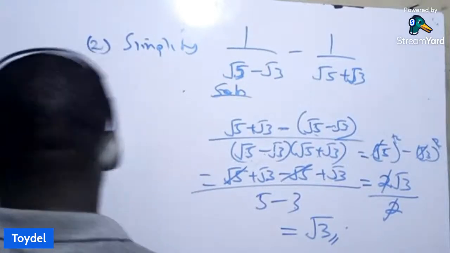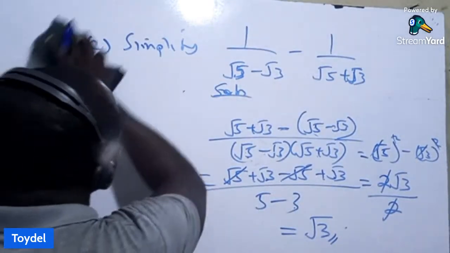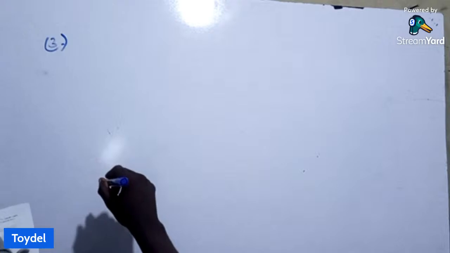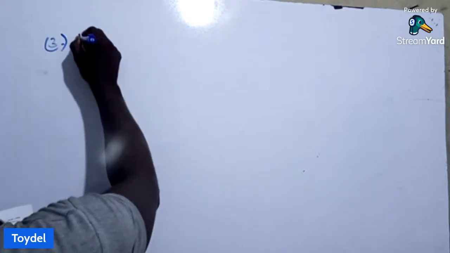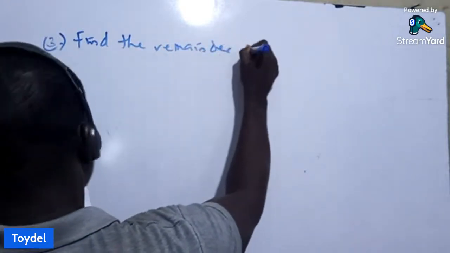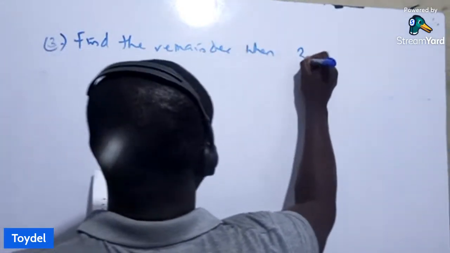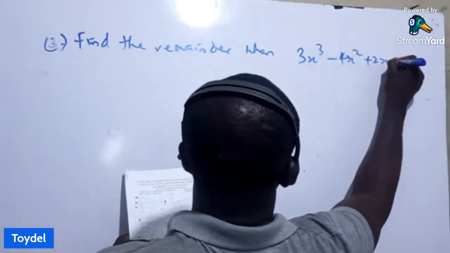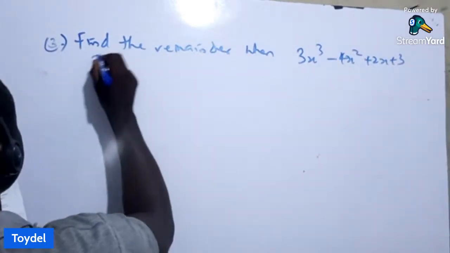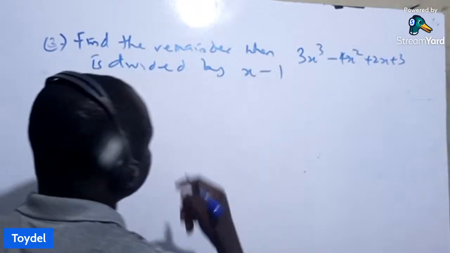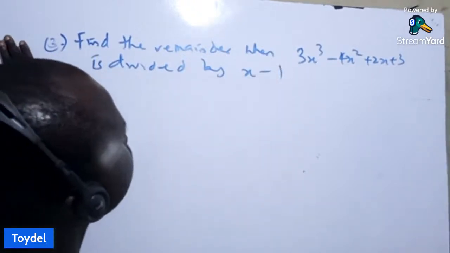So let's take another question. Question 3. So in this case now, it's under polynomial. The question says find the remainder when 3x cubed minus 4x squared plus 2x plus 3 is divided by x minus 1. Okay, this question is under polynomial.